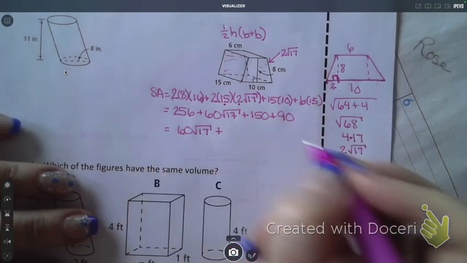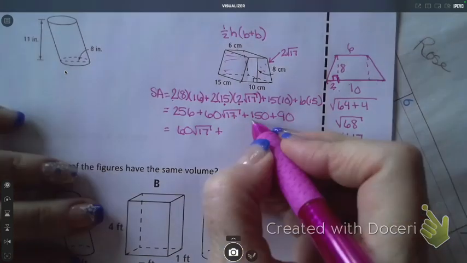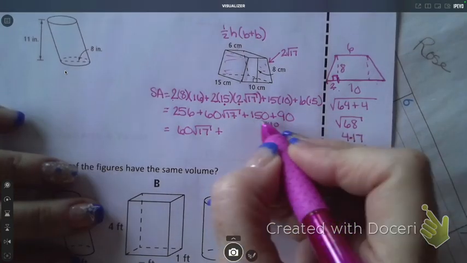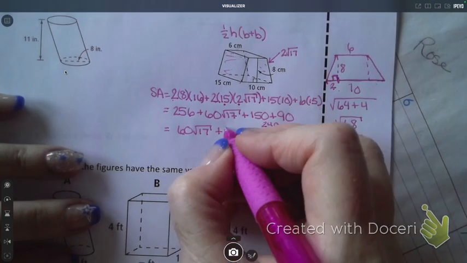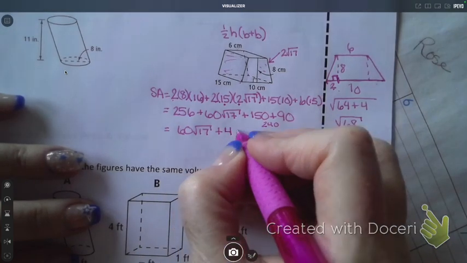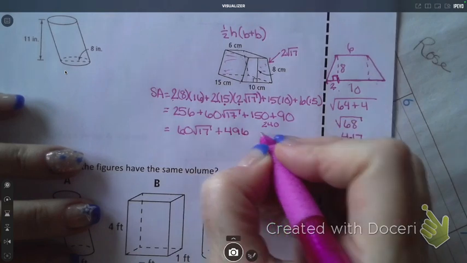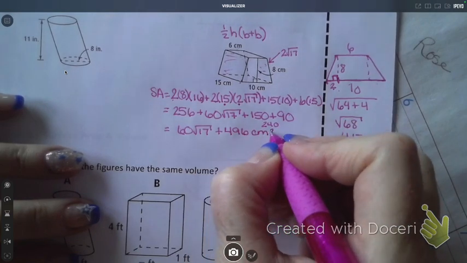plus, well, 240, right? 150 and 90 would be 240. 40, so 496. 496 centimeters squared.